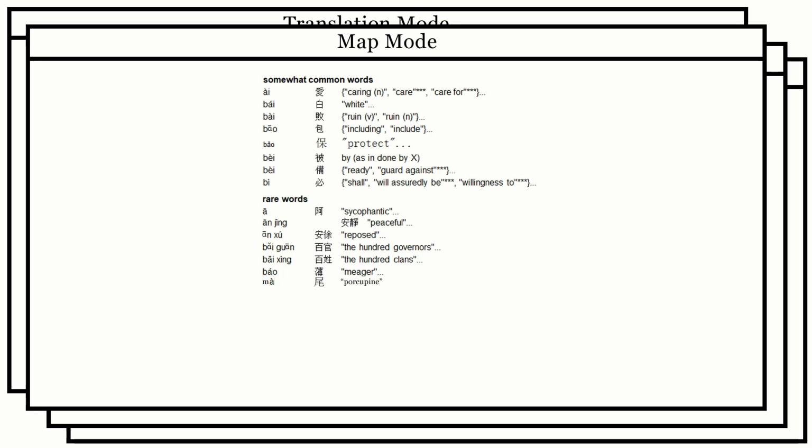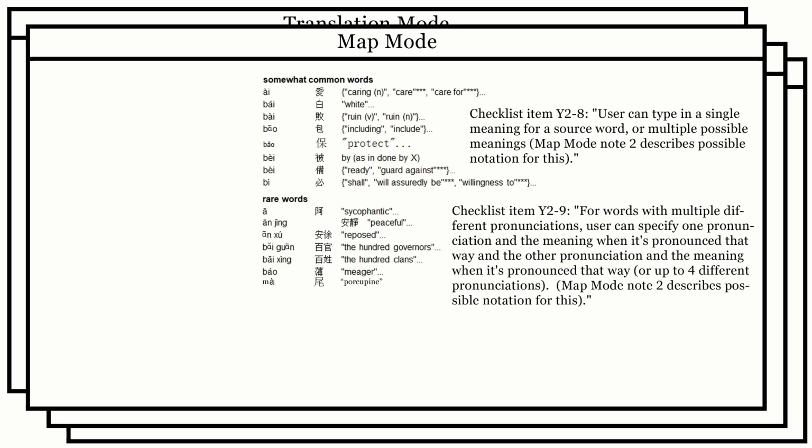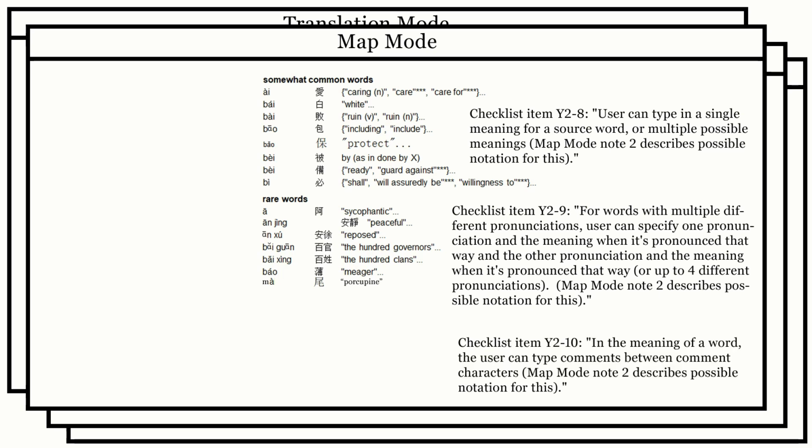Okay, now let's look at handling words with more than one possible pronunciation or meaning. Checklist item 2-8. User can type in a single meaning for a source word or multiple possible meanings. Map mode note 2 describes possible notation for this. And checklist item 2-9. For words with multiple different pronunciations, user can specify one pronunciation and the meaning when it's pronounced that way, and the other pronunciation and the meaning when it's pronounced that way. Up to 4 different pronunciations, see the same note for a notation. And checklist item 2-10. In the meaning of a word, the user can type comments between comment characters. See the same note for the notation.